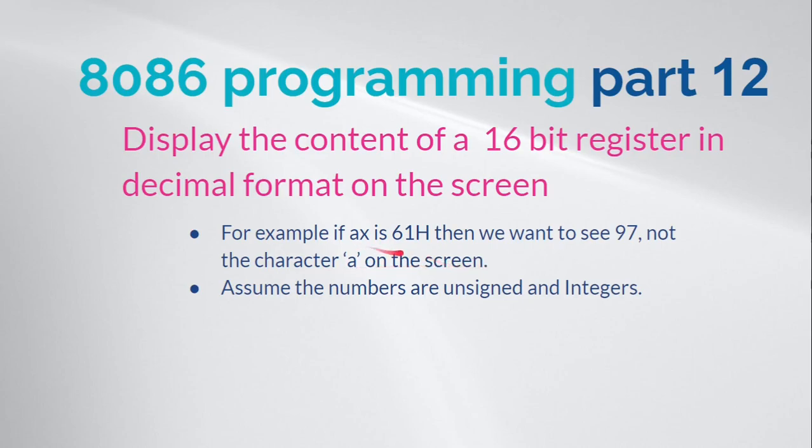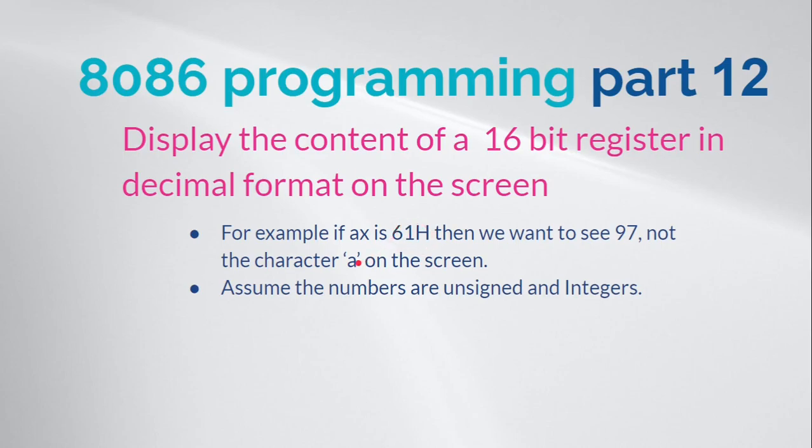If AX is 61H, then if we print it, we should be seeing 97, not the character A on the screen. If we want to see character A on the screen, then we can fall back to our typical approach. What is that? First, we can store this 61 to DL register and then 2 to AH register, and then int 21H will display the equivalent ASCII character of 61H on the screen, which is A.